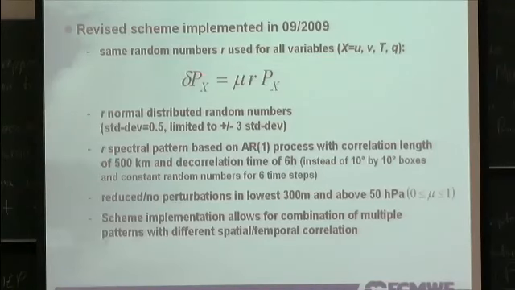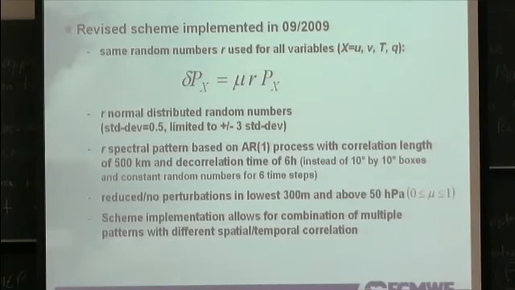Yeah, and this scheme is in the model now almost a year, and it uses a standard deviation of 0.5 in grid point space, and to avoid very large perturbations, the distribution is cut at 3 standard deviations. The pattern which is used is the one I showed before, and there's also this additional factor which simply tapers the perturbations in the lowest levels and in the very high levels.